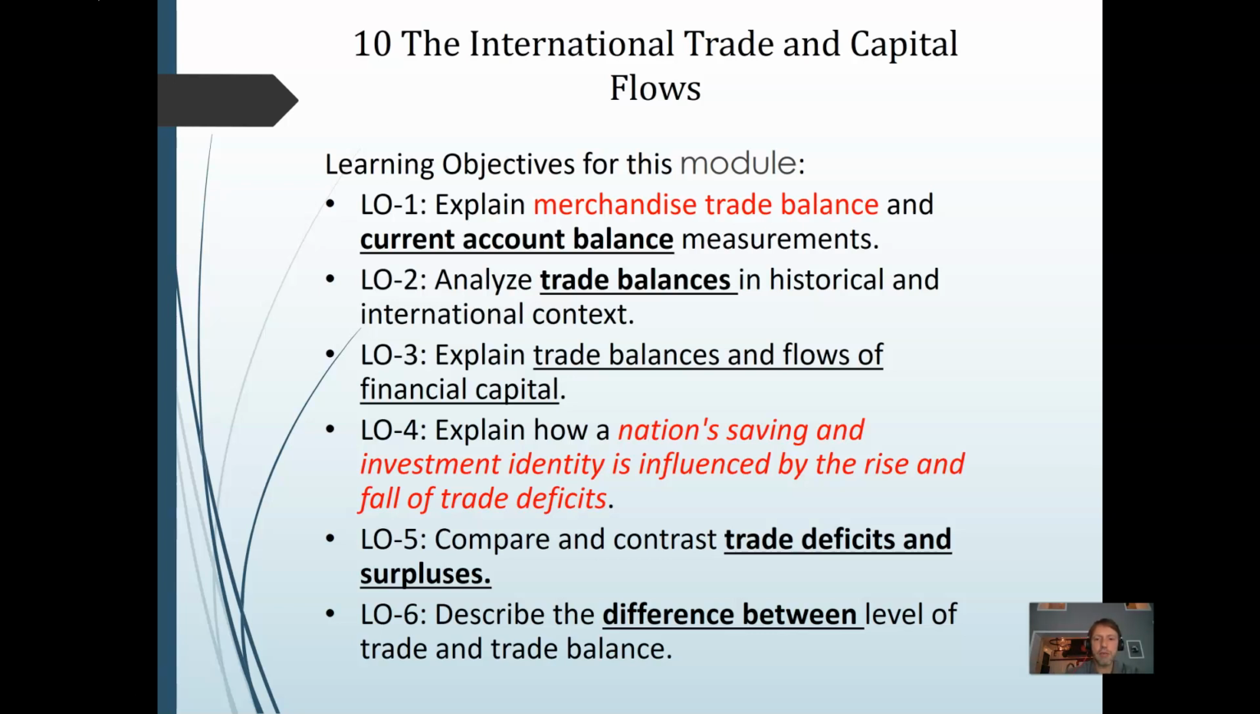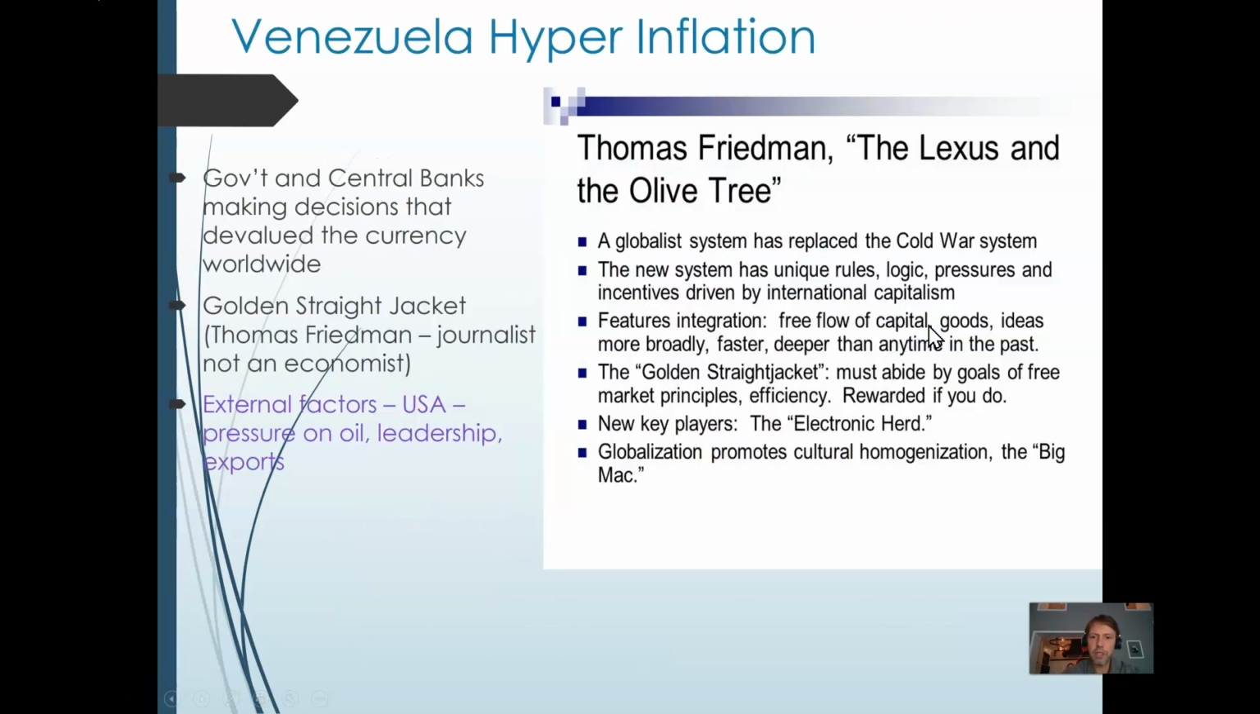trade deficits. We'll compare and contrast trade deficits and surpluses, and we'll talk a little bit about level of trade and trade balance. Those are two different topics. The level of trade could be high or low. The trade balance could be negative or positive. We could have a trade deficit or a trade surplus. That's the balance. The level of trade is whether we trade a lot or a little. So let's work our way through.